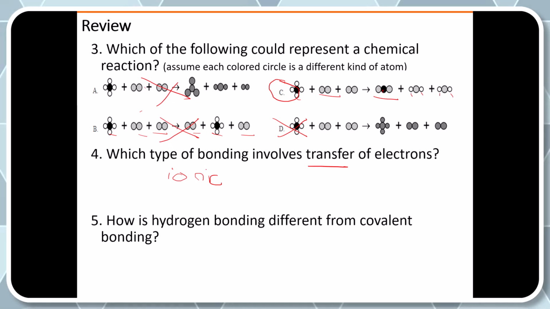And then how is hydrogen bonding different from covalent bonding? Hydrogen bonding is a weak attraction, and covalent bonding is sharing of electrons.